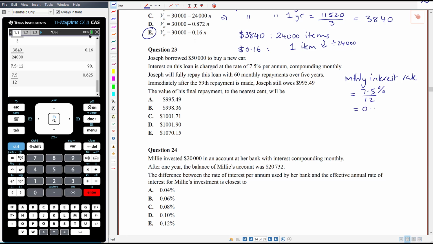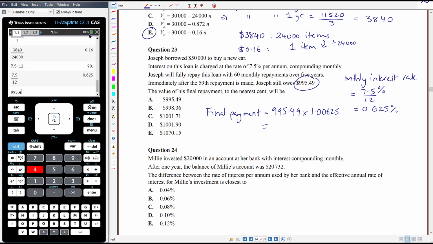Okay, so the monthly interest rate is 0.625% per month, which means this value is going to be increased by that. Okay, so the final payment, sorry for my scribbly handwriting today, is 995.49 multiplied by, we're going to increase by 0.625%, so we're multiplying by 1.00625. Okay, and that should give us the final payment after we've added on the interest from that last month.